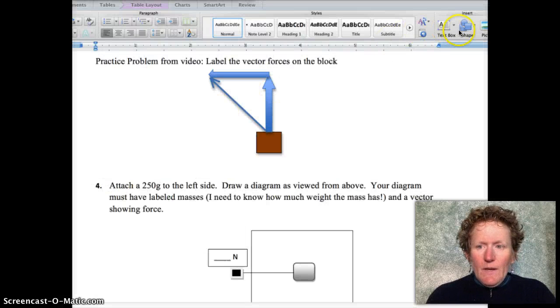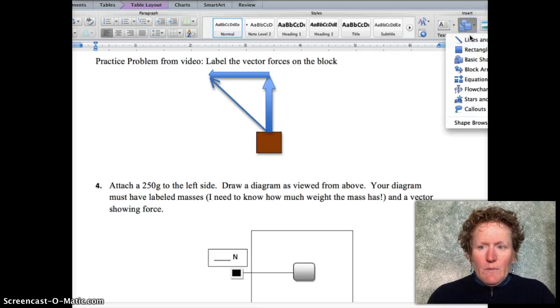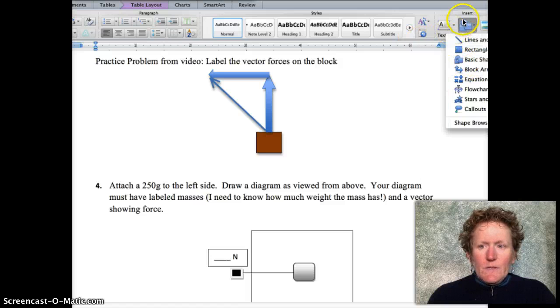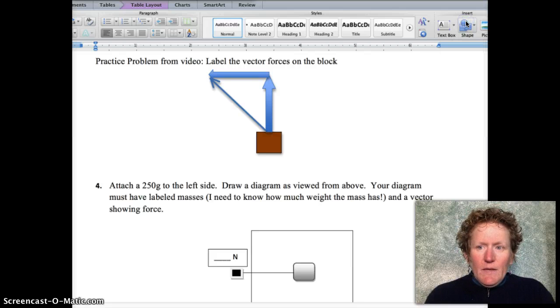If you want to know how to add the arrows, you go to your Insert, Shape, and then you can pick whatever you'd like here, block arrows or lines and arrows. It's going to look a little different if you're working on a PC. Insert will be more over to the left, but it's Insert, Shape to get an arrow.